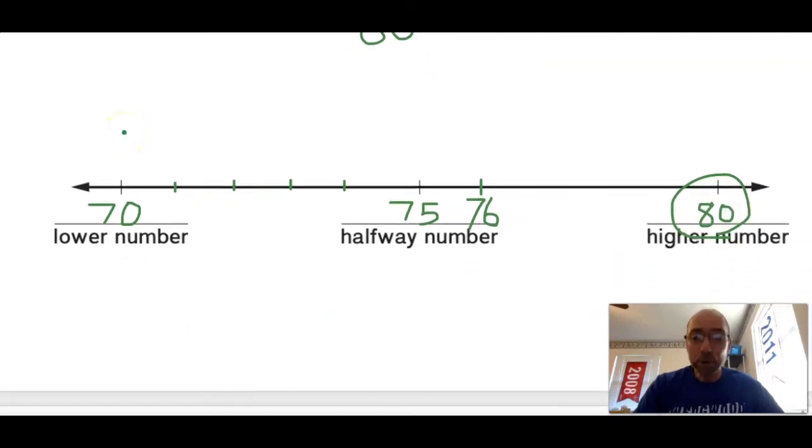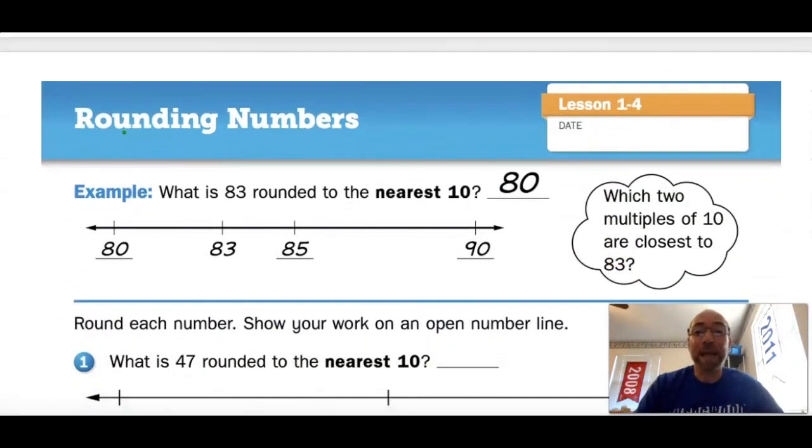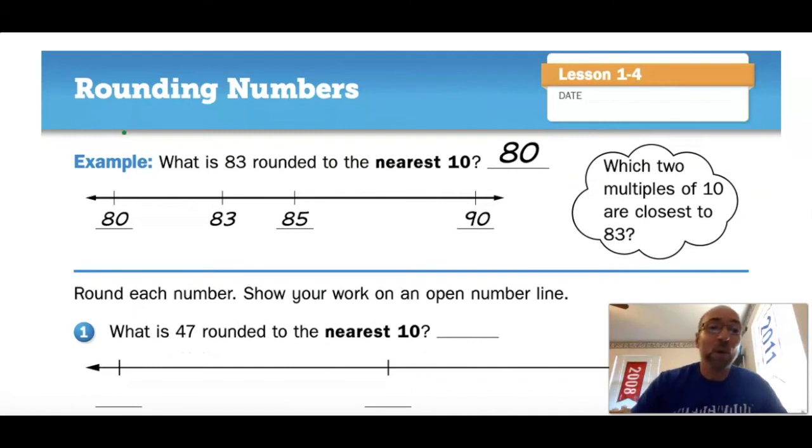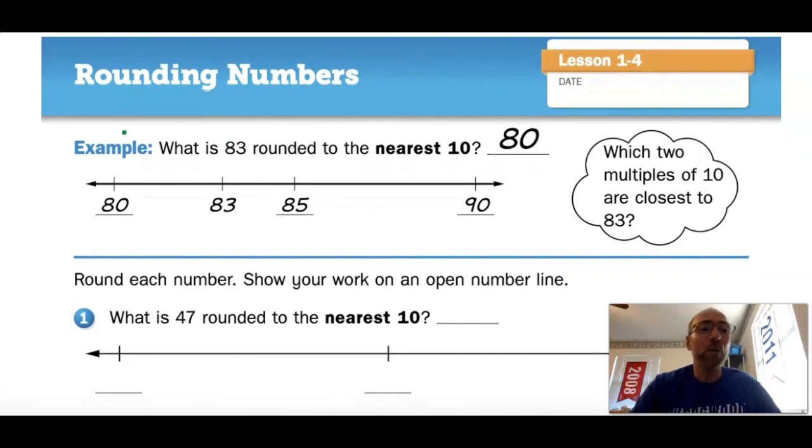All right, you're going to be moving into your math journal pages, which is rounding some numbers. And I want to go over the example with you. The example is, what is 83 rounded to the nearest 10? Well, we want to think which two multiples of 10 83 comes between. It comes between 80 and 90.